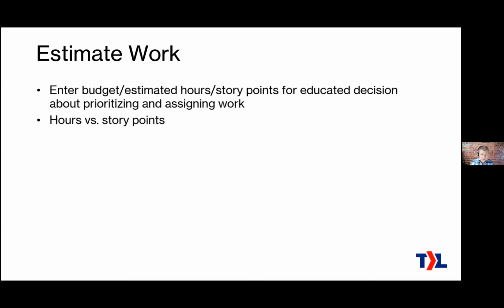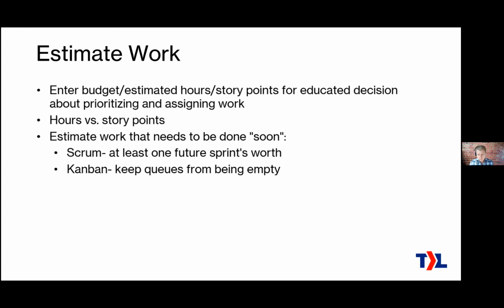Okay, so how much do we do? We're going to estimate the work that needs to be done soon. If you're doing Scrum style, then that's at least one future sprint's worth of work, because you don't want the engineers to run out of work during the sprint. So you're going to make sure that you're estimating at least one sprint's worth of work for your whole engineering team. If you're doing Kanban, that doesn't have a fixed time on the cycle, right? So you can do it as often as you need to keep the queues from being empty. If that's every day, that's fine, or if you do it once a week, as you need to, that's fine too.